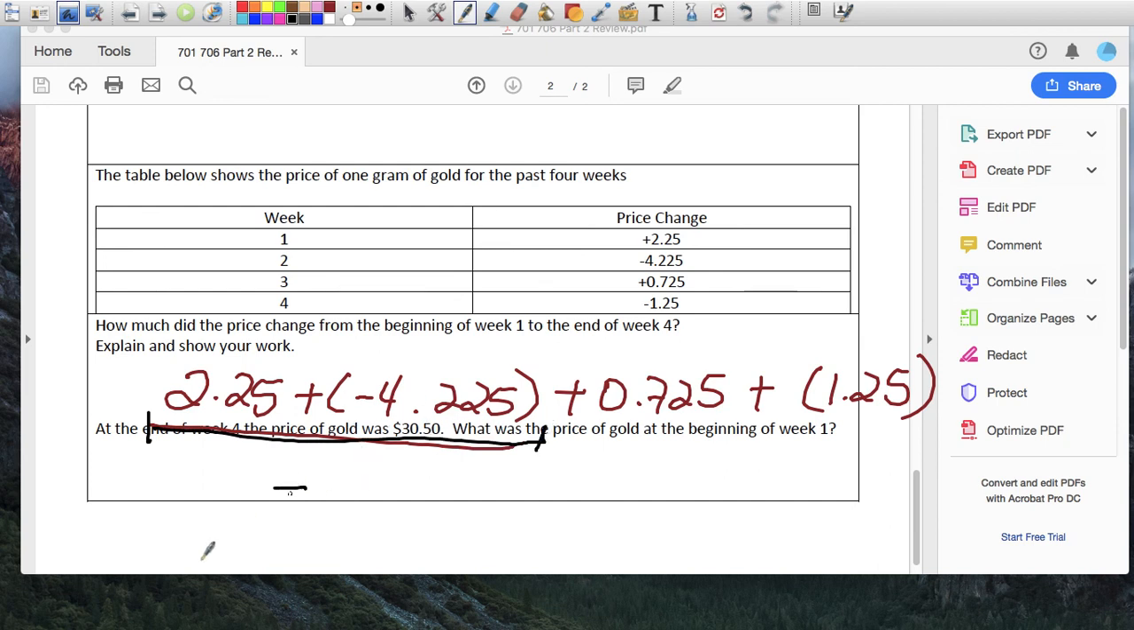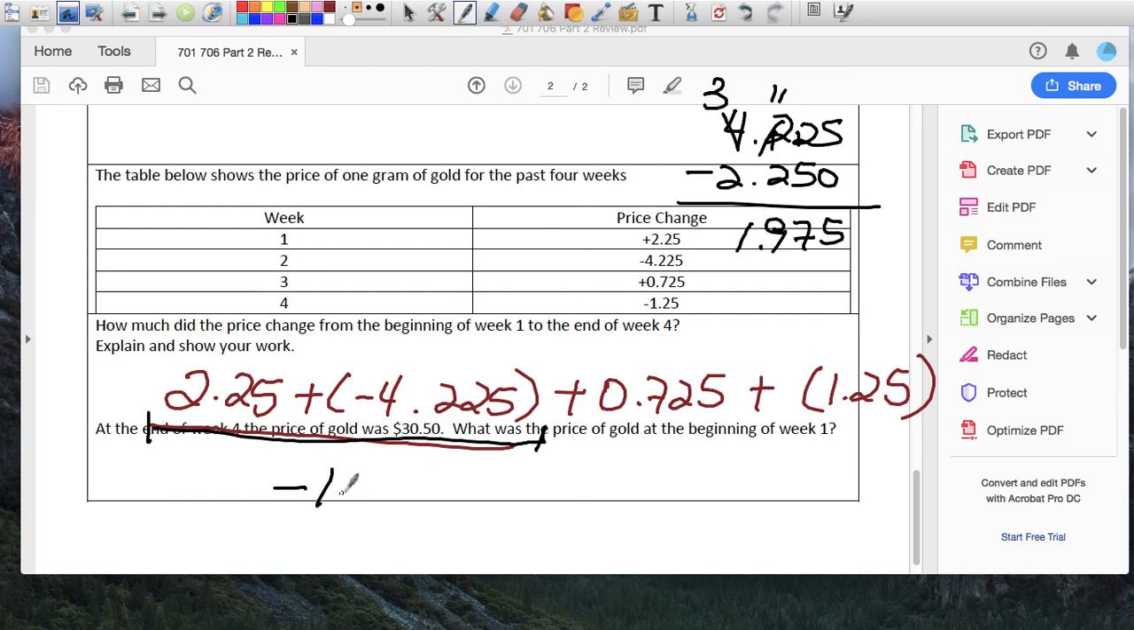You're going to have a negative number. I know that for sure because the negative is the bigger number here, in terms of absolute value. So how much bigger is that from the other one? So let's subtract 4.225 minus 2.25. Let's do some borrowing. 12 minus 5 is 7. 11 minus 2 is 9. 3. So you get negative 1.975.